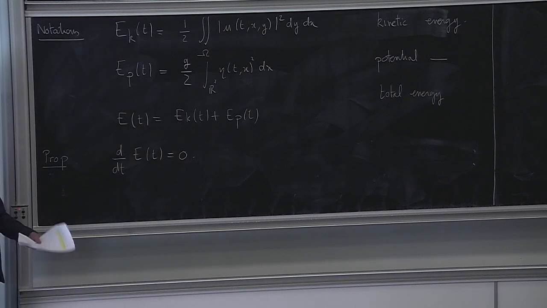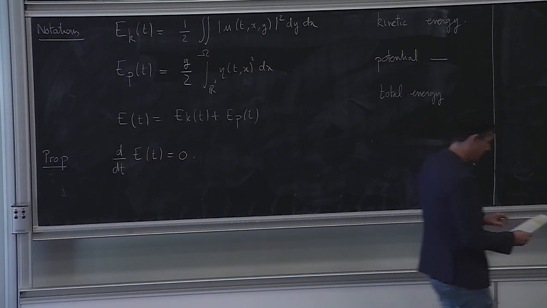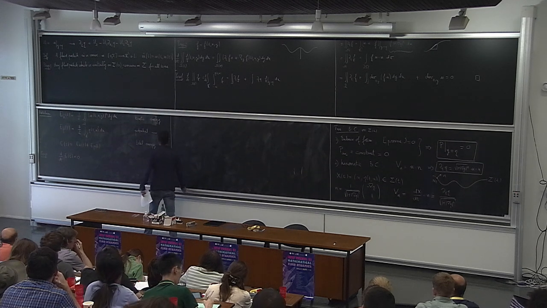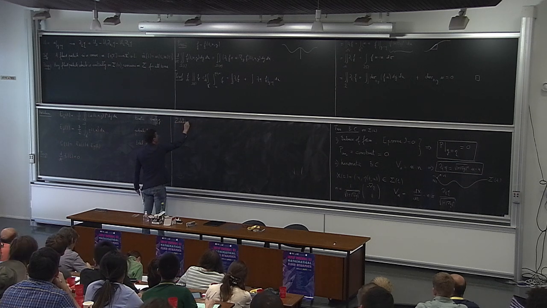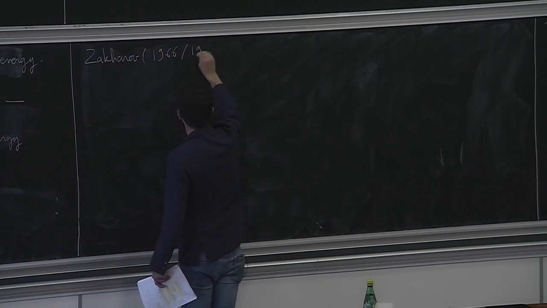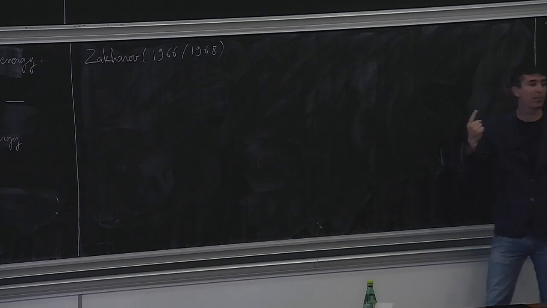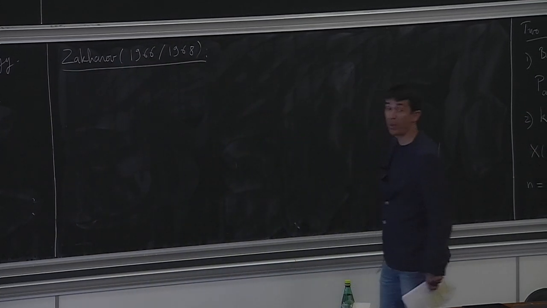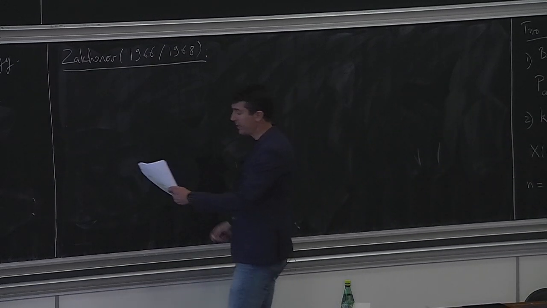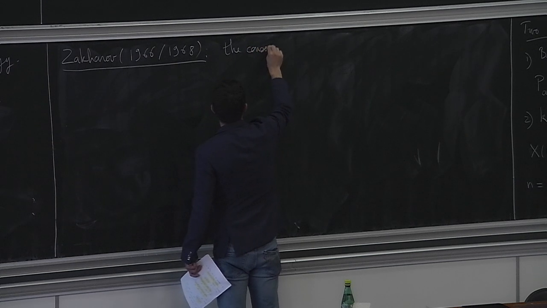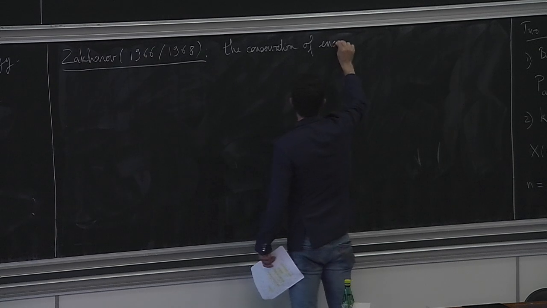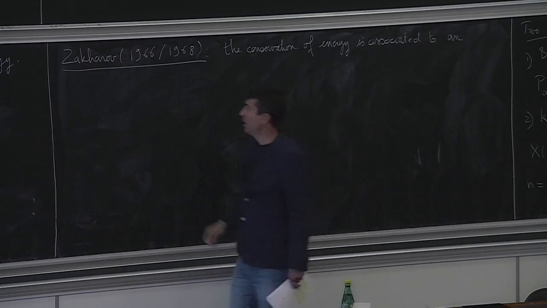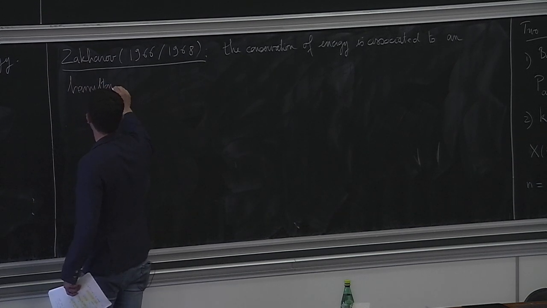I am not going to prove this result because we are later going to prove a stronger result, which is, in fact, the first observation made by Vladimir Zakharov in 1966 or 1968. And this is the first paper, I think, of Vladimir Zakharov. It's a very short paper, which contained several ideas. And in particular, the first one is that the conservation of energy is associated to Hamiltonian structure.